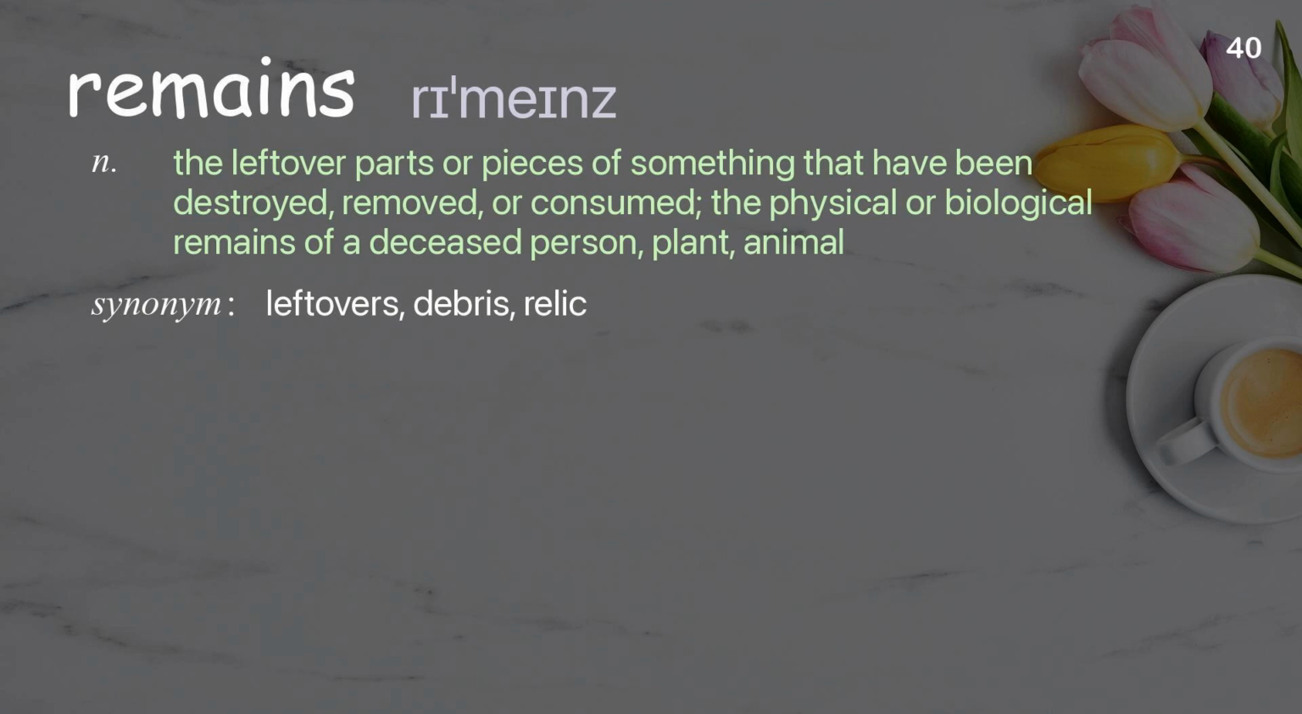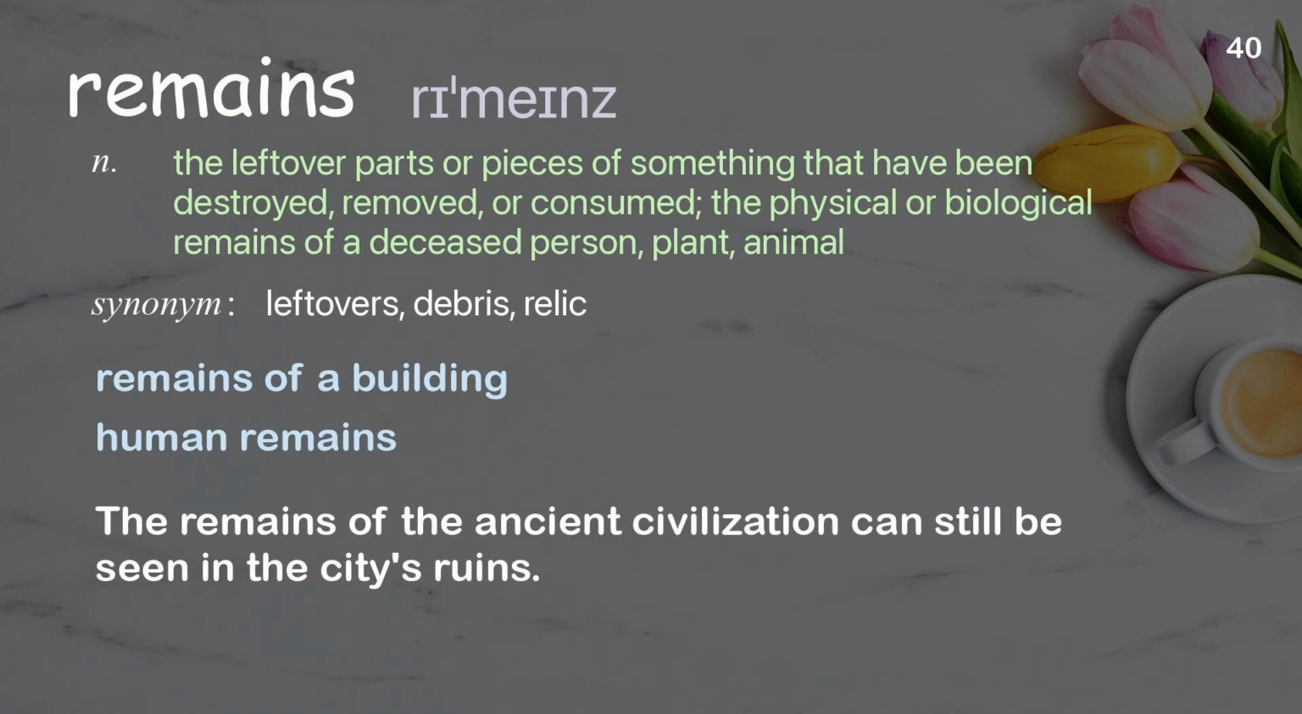Remains. The leftover parts or pieces of something that have been destroyed, removed, or consumed; the physical or biological remains of a deceased person, plant, animal. Examples: Remains of a building. Human remains. The remains of the ancient civilization can still be seen in the city's ruins.